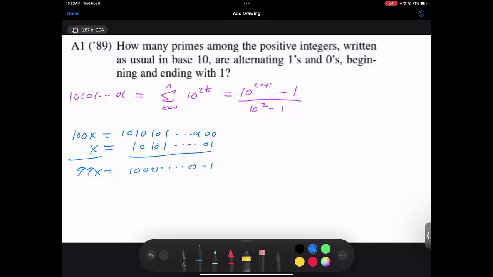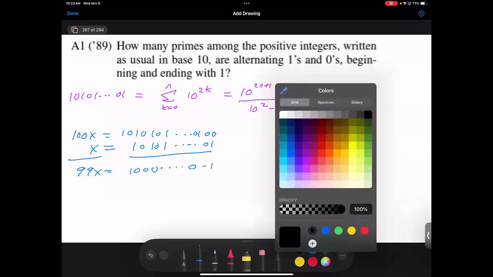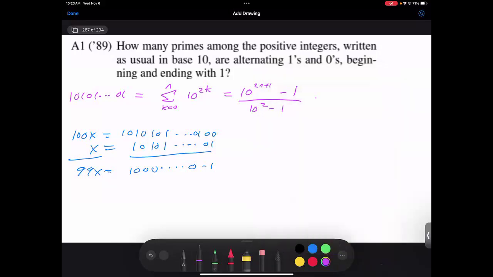So we can view this, let's view it as maybe u to the 2n plus 1 minus 1 over 99, where u is 10. Can you give me a root of u to the 2n plus 1 minus 1?